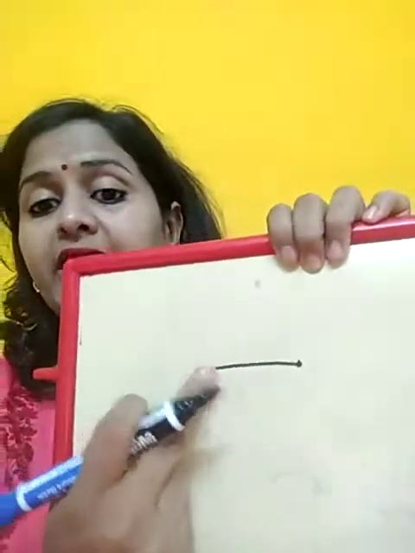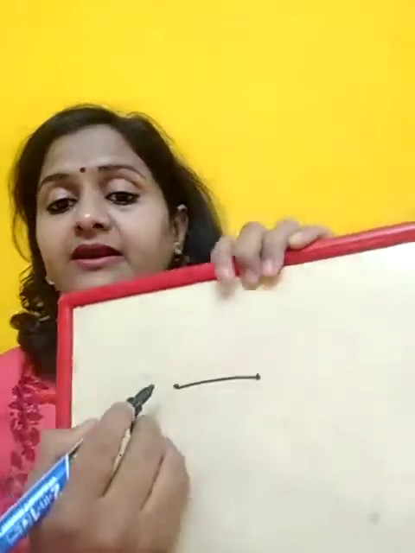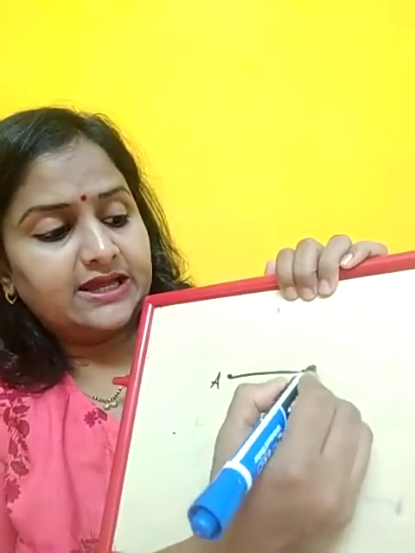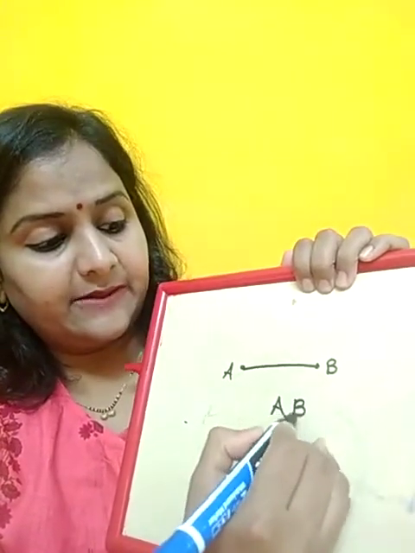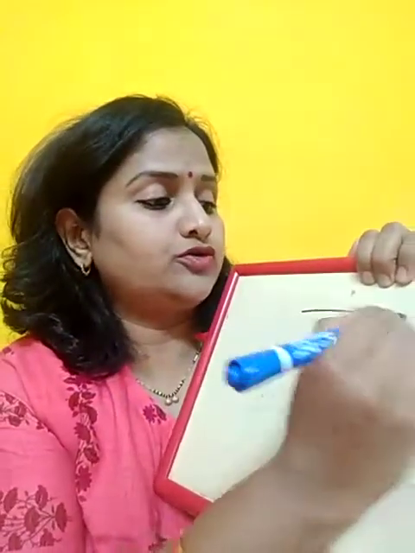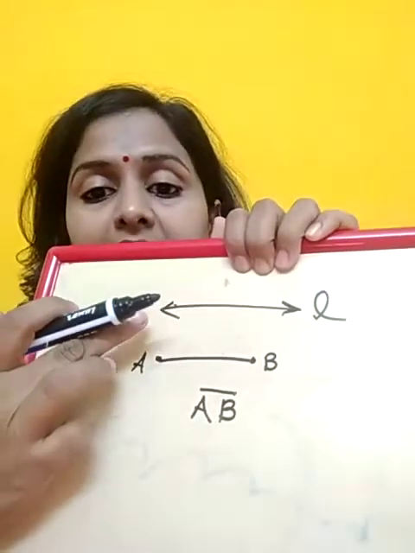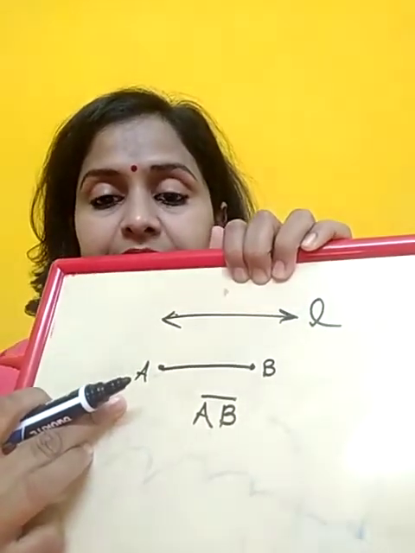You have to be extra careful, children, while mentioning line and line segment. A line segment has a fixed length. If I draw a line segment, it will have two end points, a starting point and an ending point. So I can write this line segment as line AB, and it will be represented like this. While if I draw a line with an arrow and write L here, this is a line. This is a line segment.